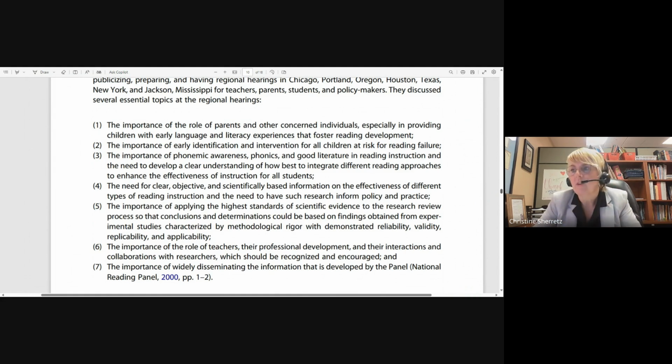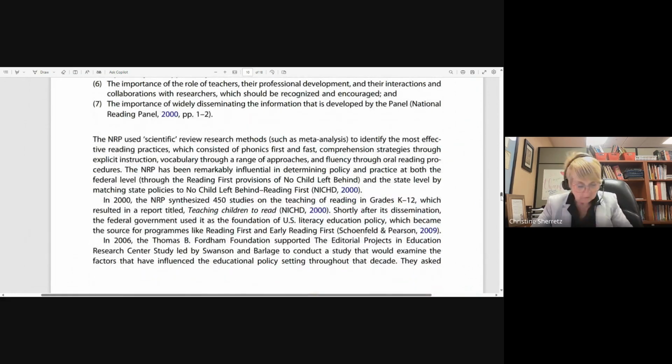This panel said, okay, phonemic awareness and phonics is important. You have to have clear objectives. The importance of applying the highest standards related to research, although the entire panel didn't do that themselves. That's interesting. The importance of the role of teachers in professional development, and then the importance of widely disseminating the information that the panel discovered. So that was the National Reading Panel.